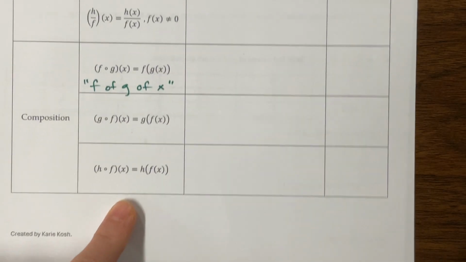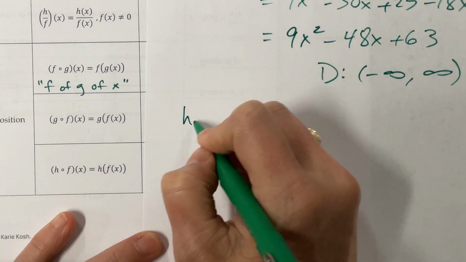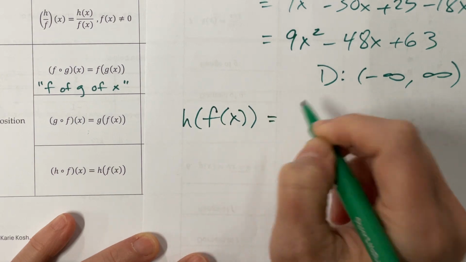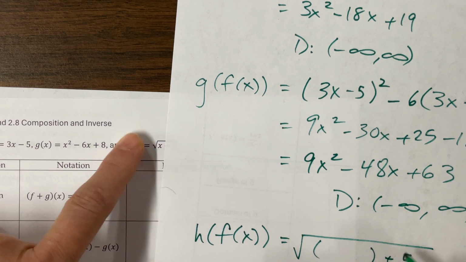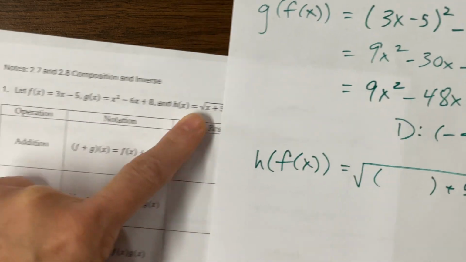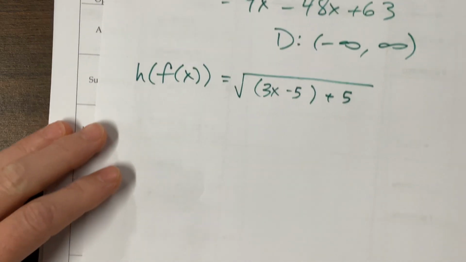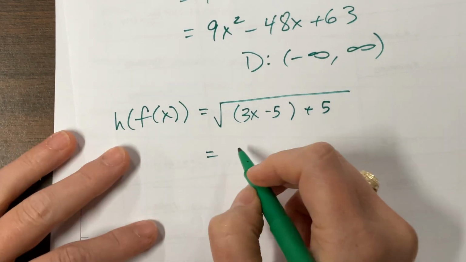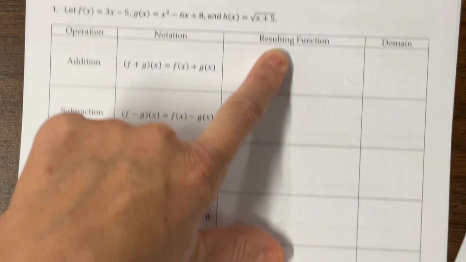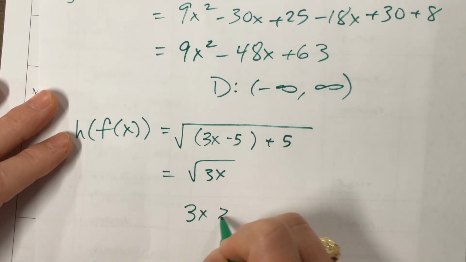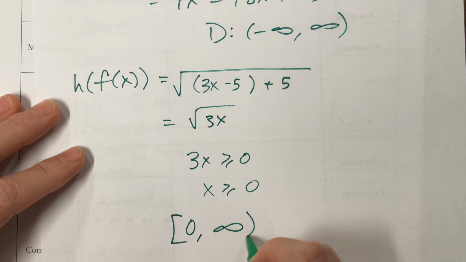Okay, last one, I wanted to look at something kind of weird. I think this one I wrote because of the domain situation. So this is h of f of x. So what was h? H was the square root of something plus 5. What is that something? That something was f. So this is 3x minus 5. Oh, okay, well that's actually pretty straightforward. The 5's cancel, and I get the square root of 3x as my resulting function. And its domain, 3x has to be greater than or equal to 0, which means x has to be greater than or equal to 0. And so in interval notation, it's 0 to infinity.